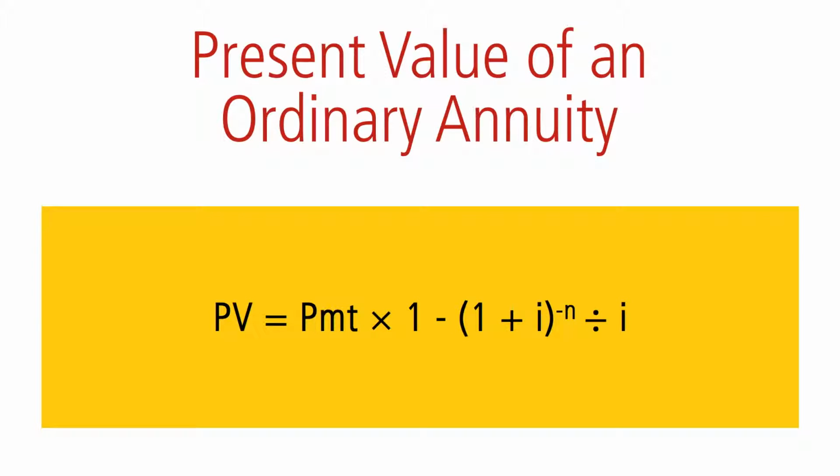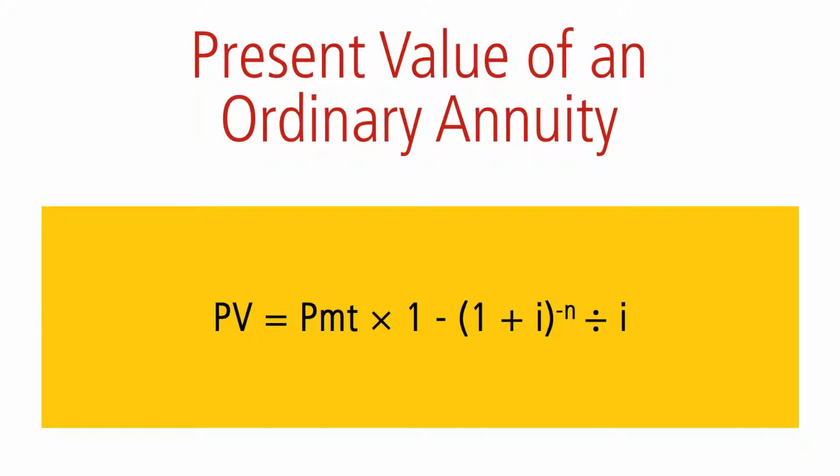Students with financial calculators may use the following formulas to solve for the present value of an ordinary annuity and the present value of an annuity due. Note that the annuity due formula is the same as the ordinary annuity formula, except that it's multiplied by 1 plus i. This is to account for the fact that with an annuity due, each payment earns interest for one additional period because payments are made at the beginning of each period, not the end.